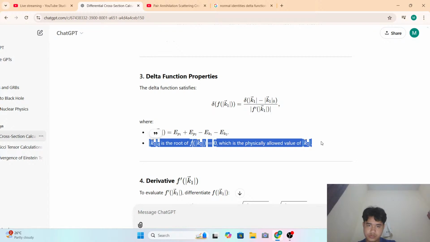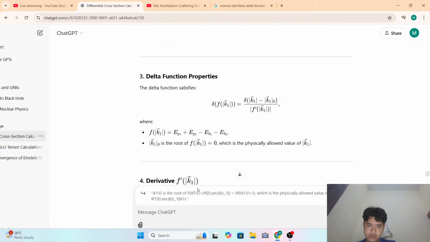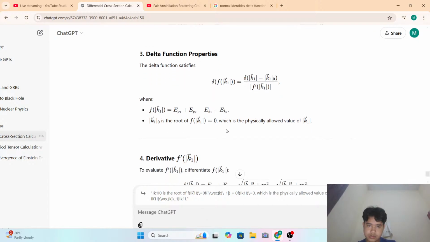I need you to explain that one for me. What does it mean when it's the root? What does root of mean? Explain.